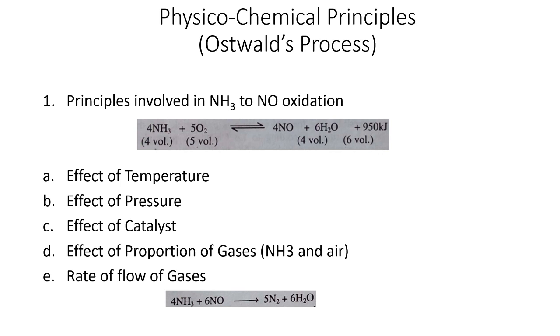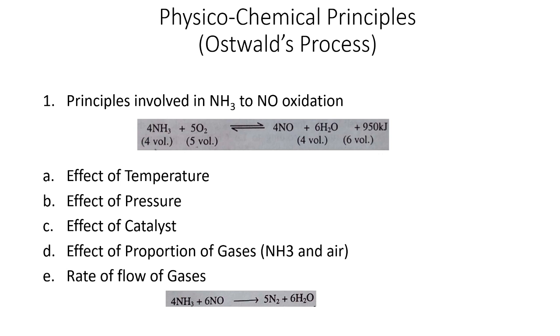So if the contact is longer, no doubt NO is going to decompose into nitrogen and oxygen. So the rate of flow of gases is also a very important factor here in Ostwald's process, in the first step, that is conversion of ammonia to NO. Okay, now this completes the physico-chemical principles of the first step, that is oxidation of ammonia to nitric oxide.